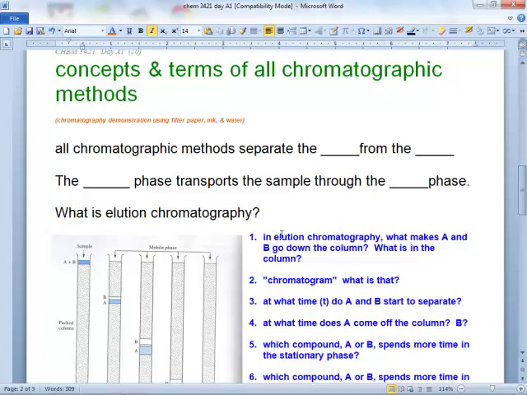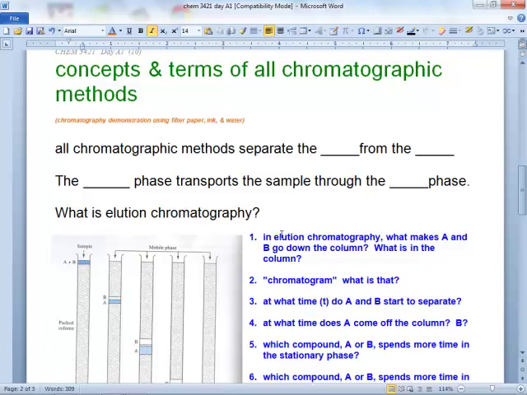Adrian, the blank phase. So this works. We've heard of gas chromatography, liquid chromatography. There's a bunch of different ones, supercritical fluid chromatography. It doesn't matter. As long as it's chromatography, all this stuff works. The mobile phase transports the sample through the stationary phase.